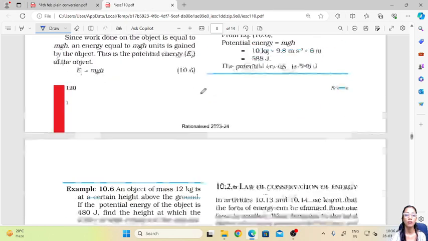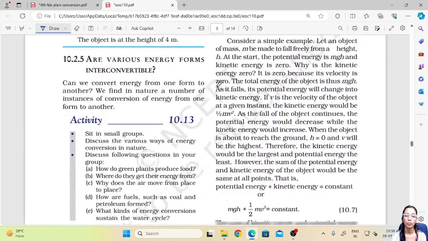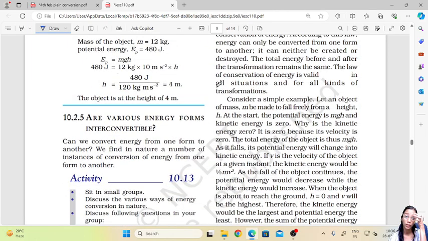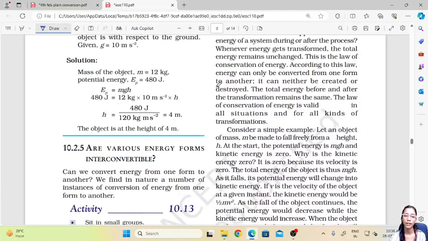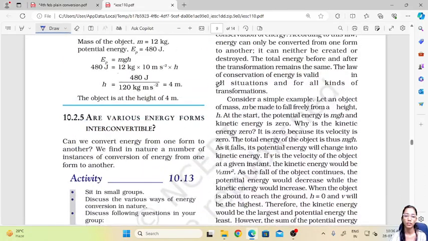Okay, so this is very simple. These problems are very simple. You have to solve the problems. This is how you have to solve the problems of potential energy and kinetic energy. Now we will see the law of conservation of energy.